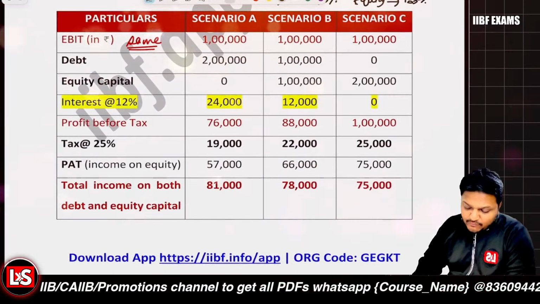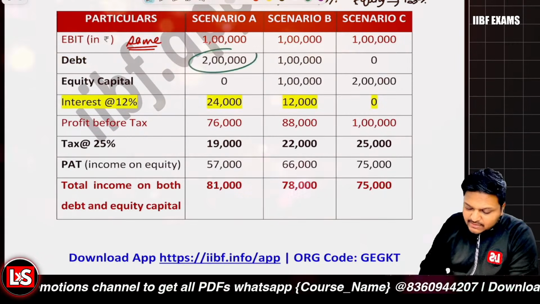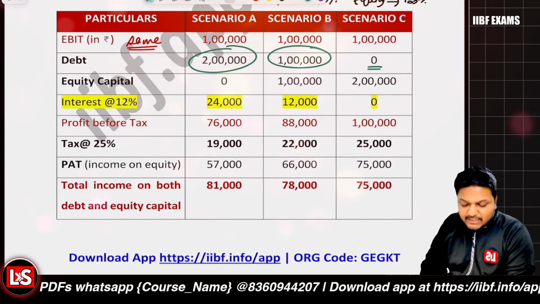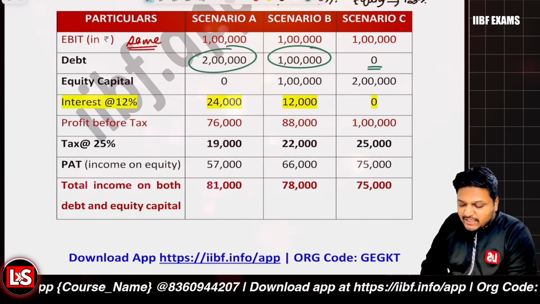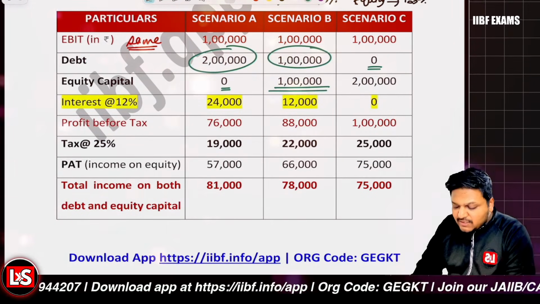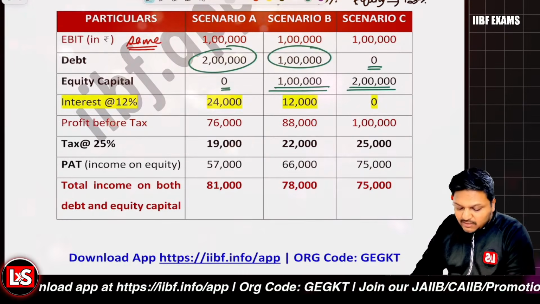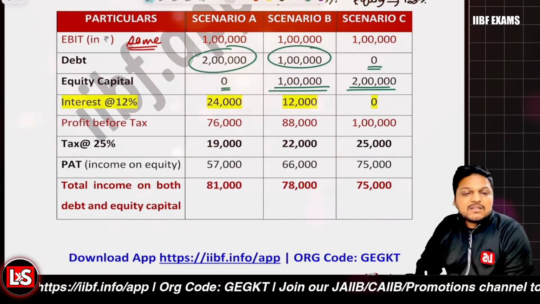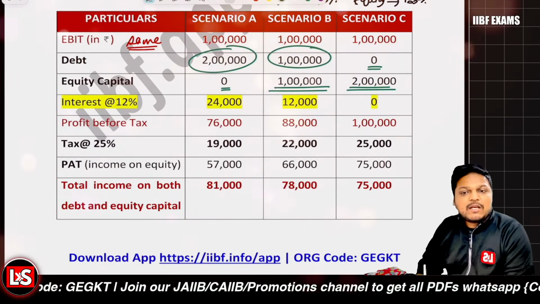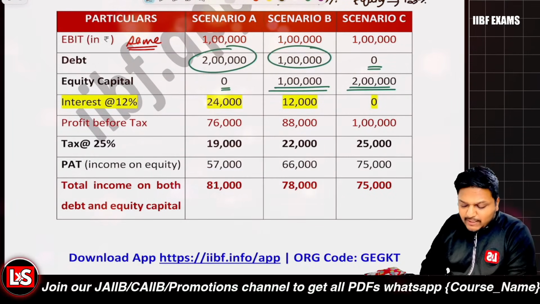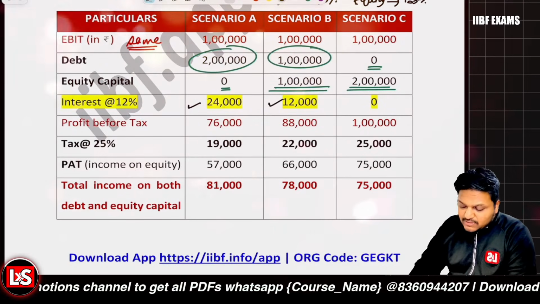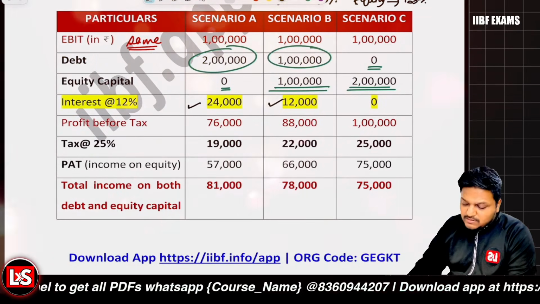So we are in the first scenario, we are considering rupees 2 lakh of the debt. In the second scenario, 1 lakh of the debt. And in the third scenario, no debt is there. And if we look at the capital base or equity capital, we are having zero equity capital in the first scenario, 50% equity in the second scenario, and 100% equity in the third scenario. And the interest is given to be 12%. So interest will be charged on the debt component only. So 12% of 2 lakh rupees, 24,000, 12% of 1 lakh rupees, 12,000, and 12% of 0 rupees is basically zero.